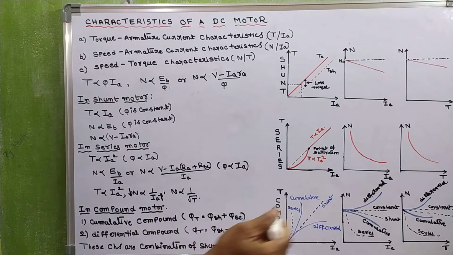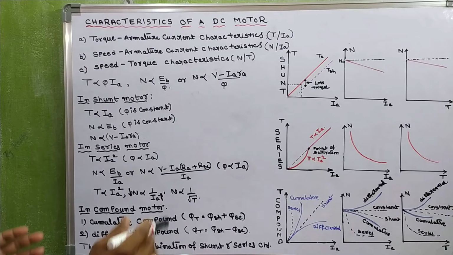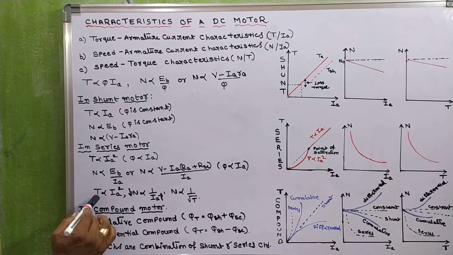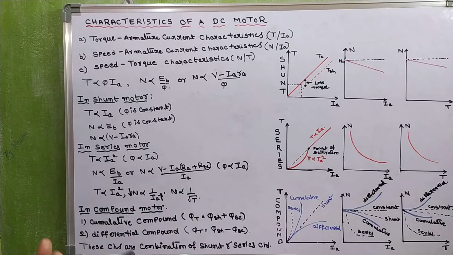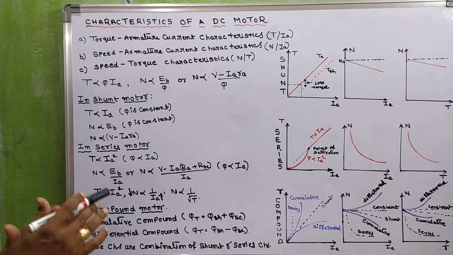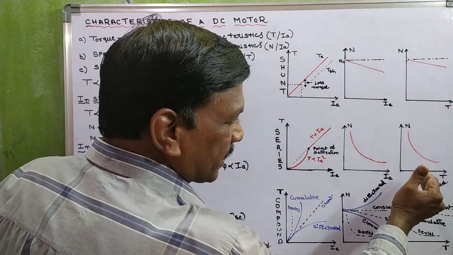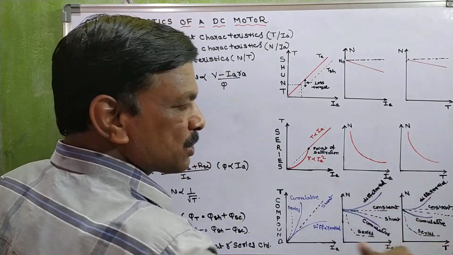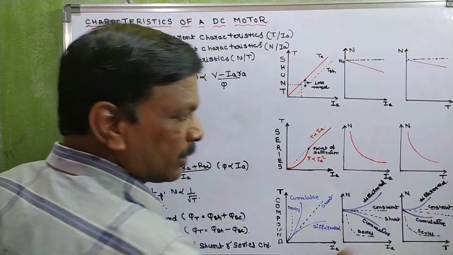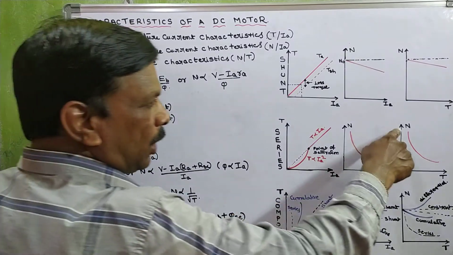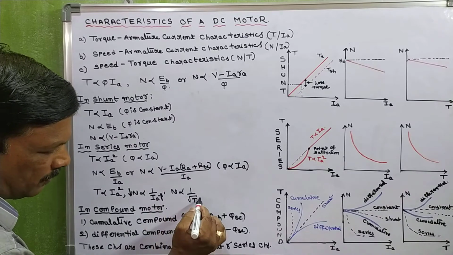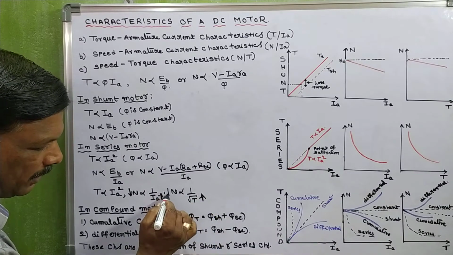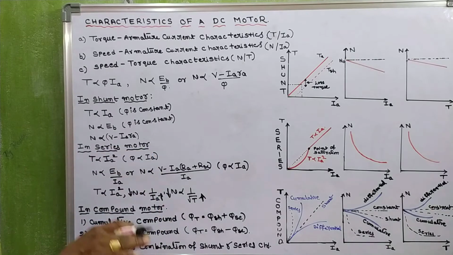And coming to the N by T characteristic. Here torque is proportional to Ia square. When torque is proportional to Ia square, N is proportional to 1 by root T. When load increases, armature current increases. When armature current increases, torque also increases. When torque increases, automatically the speed will decrease. When you see this equation, when torque increases, automatically the speed will decrease.